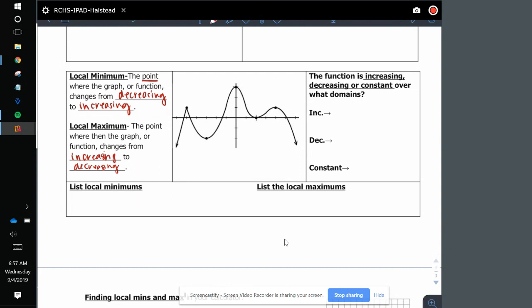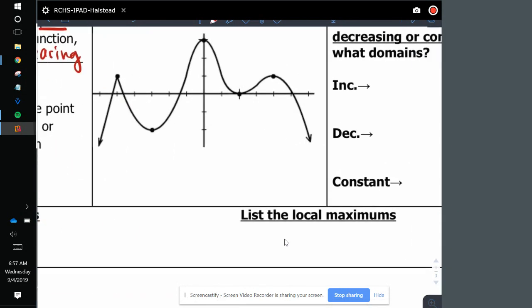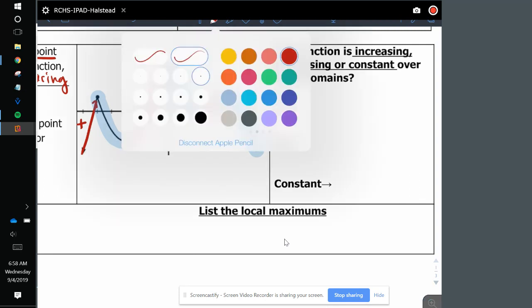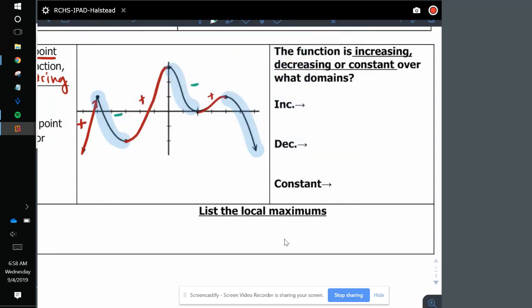Okay, so first off, let's just mark out which parts are increasing and decreasing. We're going to read from left to right. That part of the graph is rising in slope, so that's increasing. Then the next part here is decreasing. Then the next part is increasing, and then this part here is decreasing, then increasing, and then decreasing.